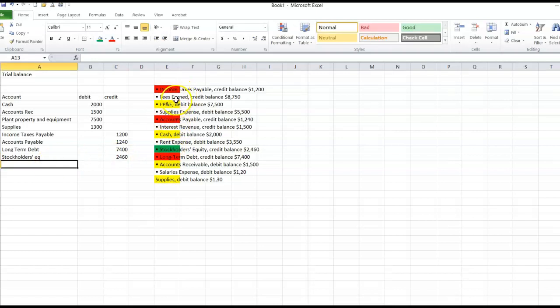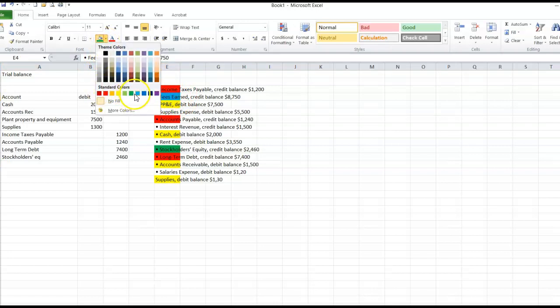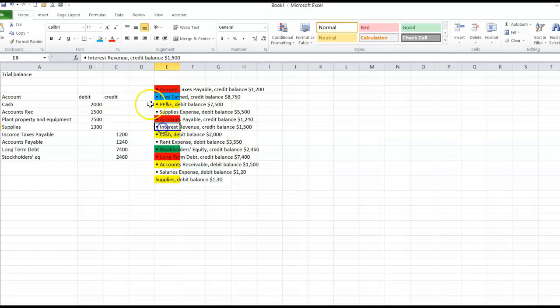Now we can do our revenues and our expenses. I see one revenue. I'm going to give revenue blue. Interest revenue, blue. And anything else? No other revenue accounts. So there are only two. Fees earned. Revenue account. And it's going to have an 8,750 balance. And I see interest revenue. And it has a balance of 1,500, looks like. Now, all that's left to me are the expenses.